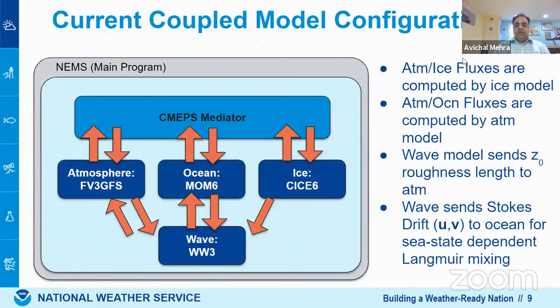So there's a high-level schematic on how things are coupled using CMEPS and within the NEMS framework, the 4 main components. Here the atmosphere-ice fluxes are primarily computed by the sea ice model. The atmosphere-ocean fluxes are computed within the atmosphere model. The wave model sends roughness length information to the atmosphere, and it also sends Stokes drift to the ocean to describe sea state dependent Langmuir mixing.